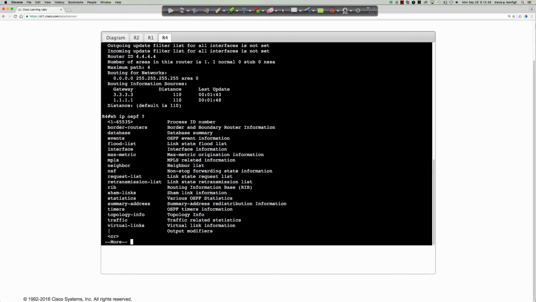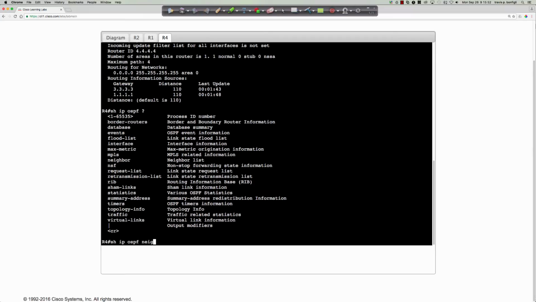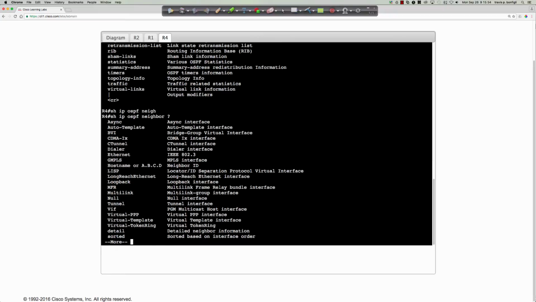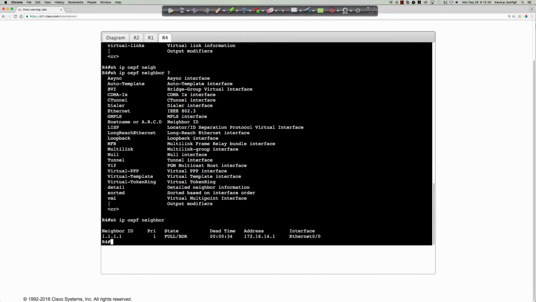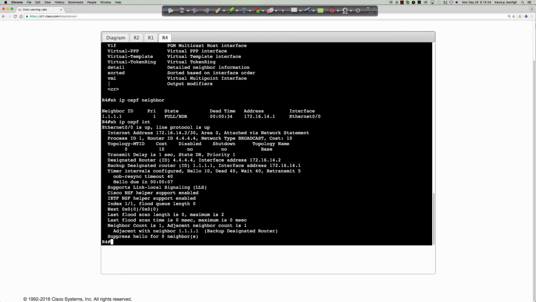Hold on one second. The command is completely not neighbor. I don't believe it's neighbor. Yeah, so it shows Router 1 is the BDR. Show IP OSPF interface. Sorry, show IP OSPF interface. There we go. I had totally forgotten about that for a second.